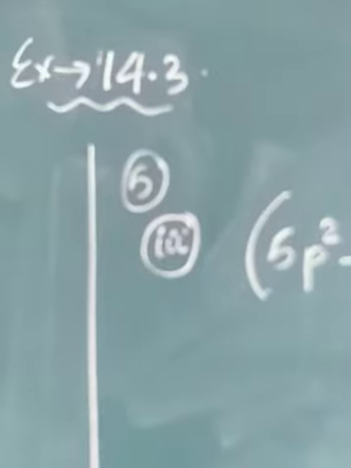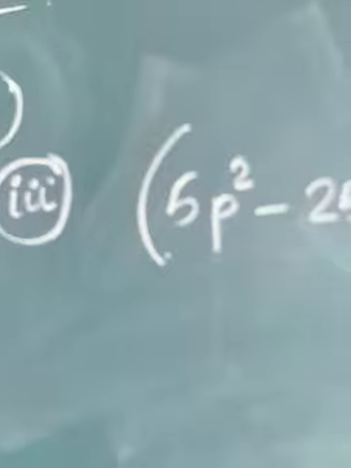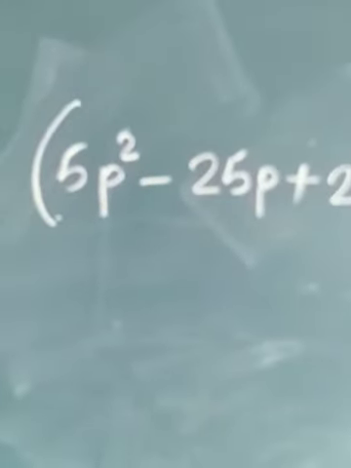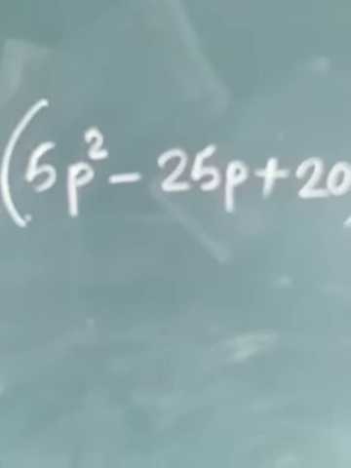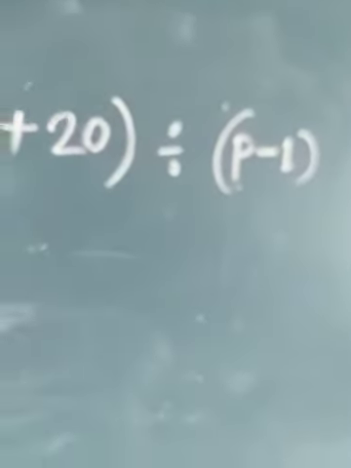Hello students, now in this session I will explain sum number 3 of question number 5. Now in sum number 3 we have 5p square minus 25 plus 20 divided by p minus 1.